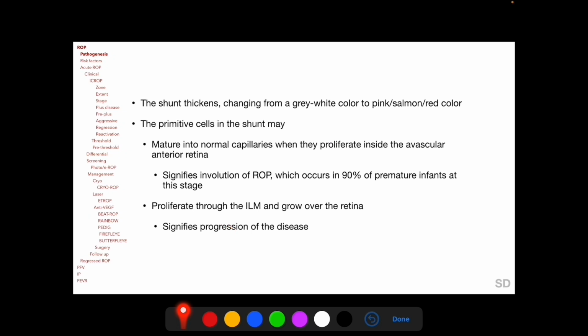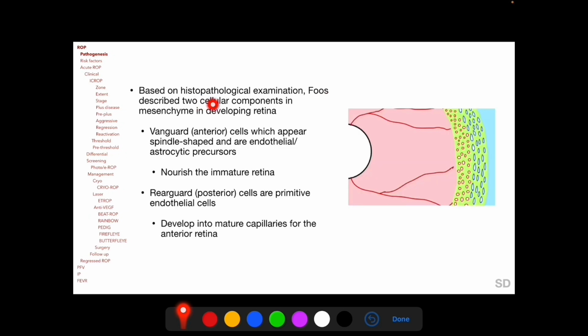According to Fuss, there are two cellular components in the mesenchyme of the developing retina: the vanguard or the anterior cells, which appear spindle-shaped, which were initially thought to be astrocytic precursors but are now considered to be endothelial precursors, and which nourish the immature retina anteriorly, and the rear guard or the posterior cells, which are considered to be primitive endothelial cells, which develop into mature capillaries for the anterior retina.